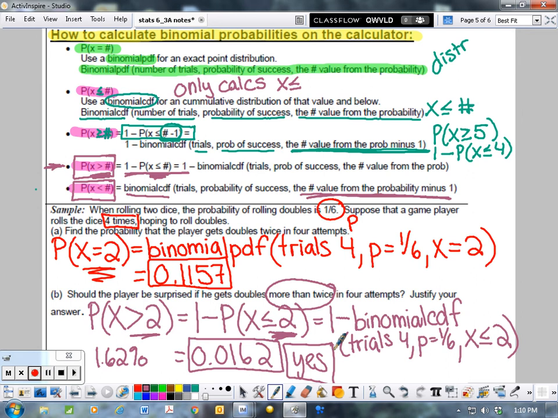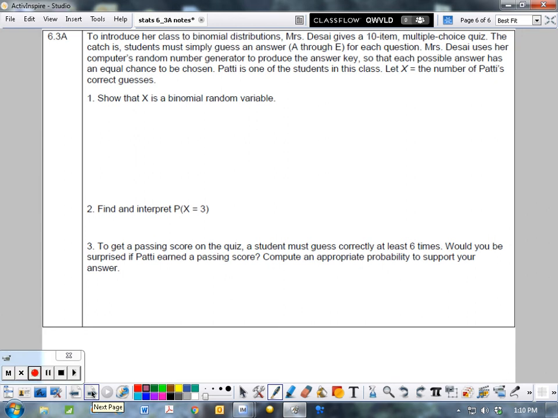Okay, one more sample problem. To introduce her class to binomial distributions, Mrs. Desai gives a 10-item multiple choice quiz. The catch is her students must simply guess an answer A through E for each question. Mrs. Desai uses her computer's random number generator to produce the answer key, so that each possible answer has an equal chance of being chosen. Patty is one of the students in the class. Let X be the number of Patty's correct guesses.